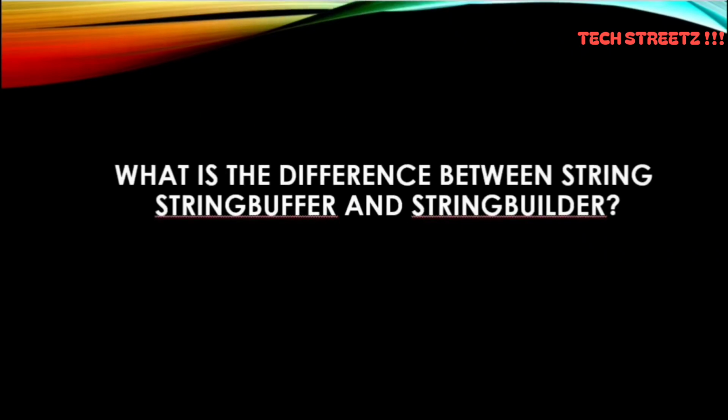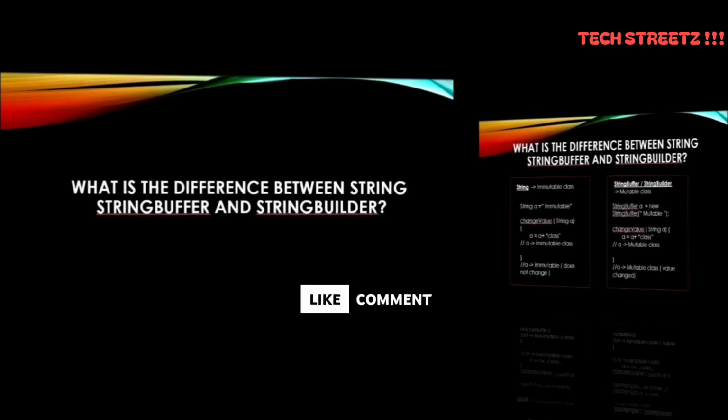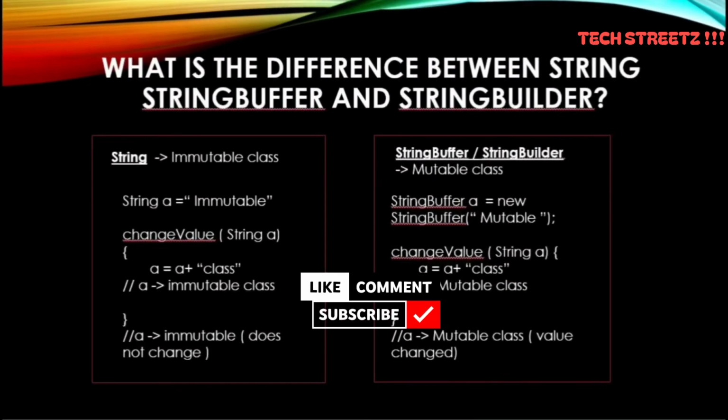What is the difference between String, StringBuffer, and StringBuilder? String is an immutable class. That is, you cannot modify its content once created. While StringBuffer or StringBuilder is a mutable class, meaning you can change its content later. Whenever we alter the content of a String object, it creates a new String and refers to it. It doesn't modify the existing one. This is the reason that the performance with StringBuffer or StringBuilder is better than with a String.